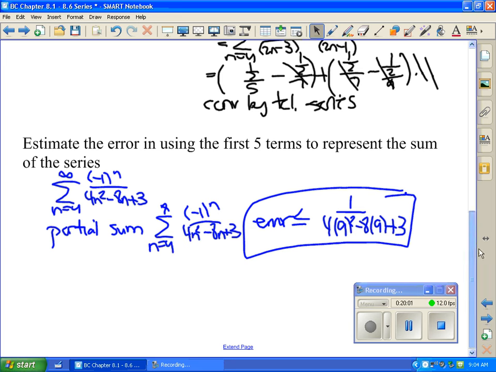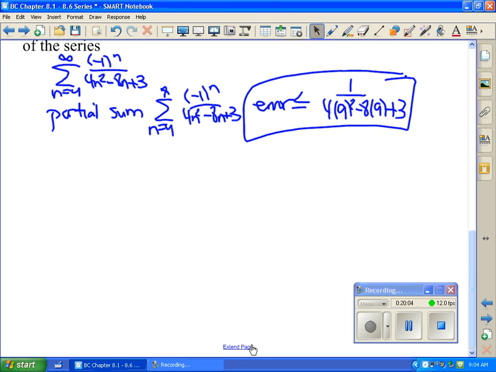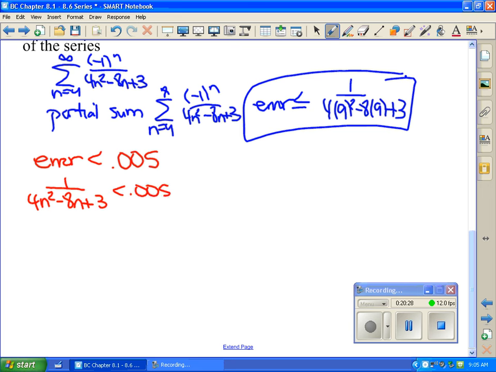Say instead, I want to figure out how many terms are necessary to generate a specific error. So let's say I want my error to be less than 0.005. Well, remember, my error is represented by the omitted term. So first thing I'm going to do is figure out which term I want to omit. So I'm going to take my series definition of 1 over 4n squared minus n plus 3, set at less than 0.005. Put this into your calculator.